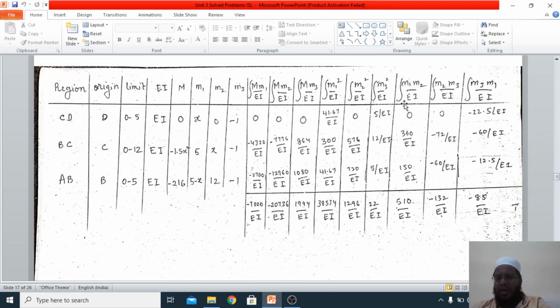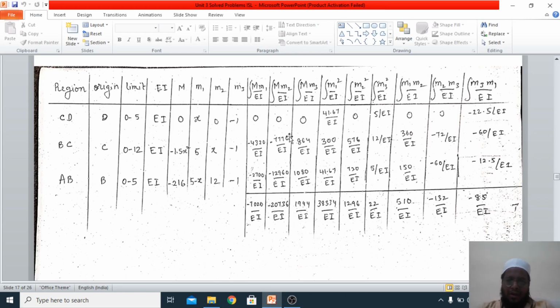Similarly, we have integral M1 M2 by EI. Integral M1 M2 by EI only was there in the previous case, but here we have M1 M2, then M2 M3, then M3 M1. So this is the extra add-on in the 3 by 3 matrix. And according to the syllabus, static indeterminacy should not exceed 3. So this is the last problem, one of the most typical problems wherein the static indeterminacy of the structure is 3.